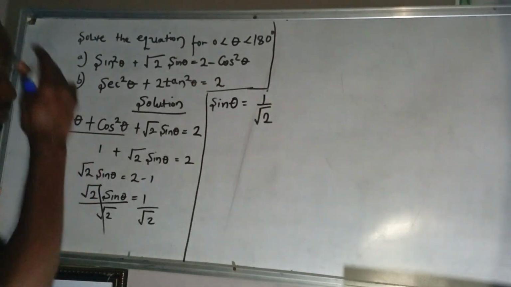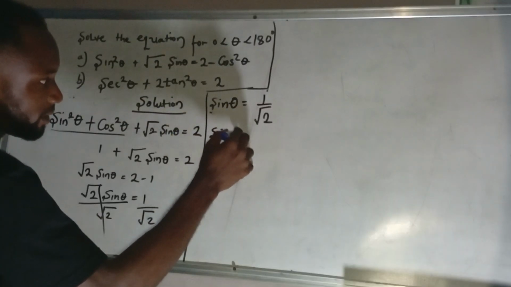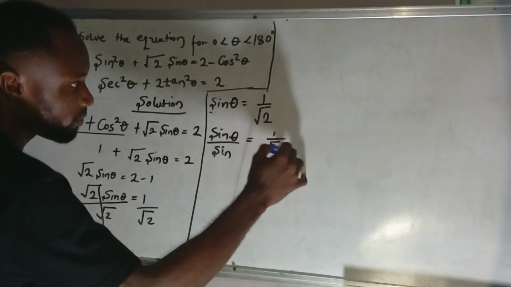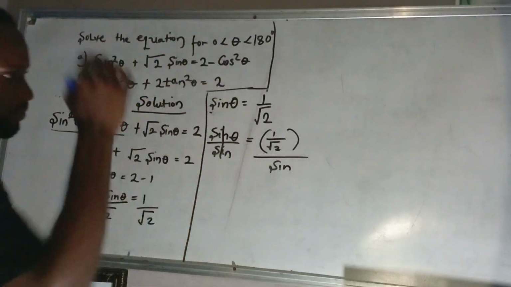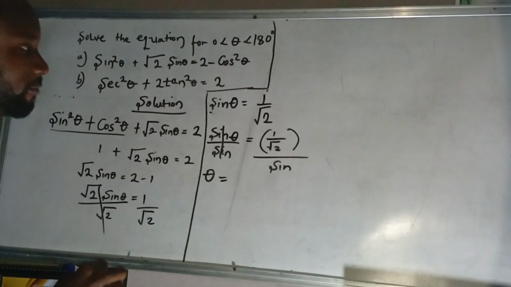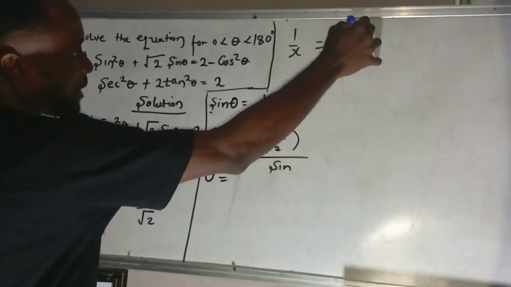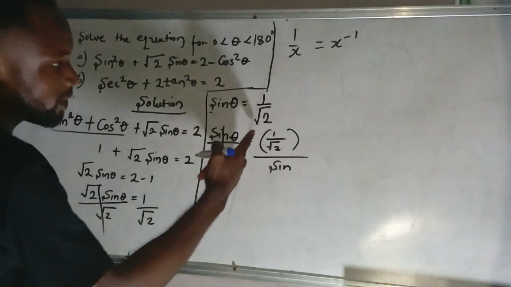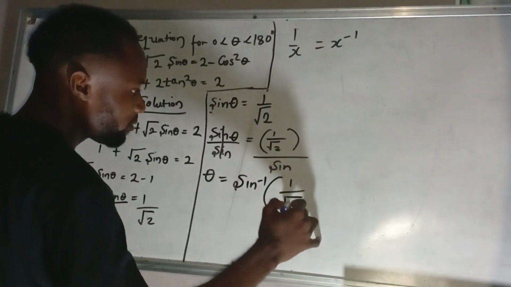Now remember that we divide both sides by sine. See what I will do. 1 over square root of 2, divided by sine, so this cancels, and we have theta to be. Remember that in mathematics, if we have something like 1 all over x, it is equal to x raised to the power negative 1. So that means that this is 1 all over sine. I can change it to sine inverse, and they call it sine inverse of 1 over square root of 2.